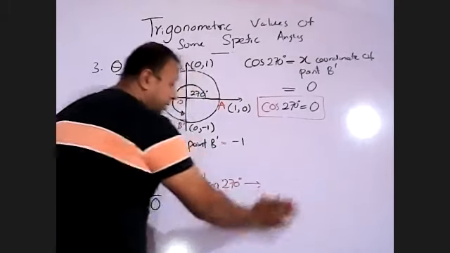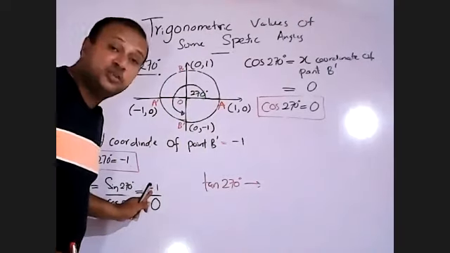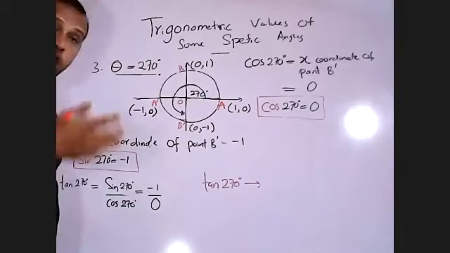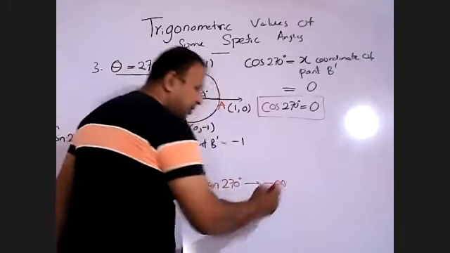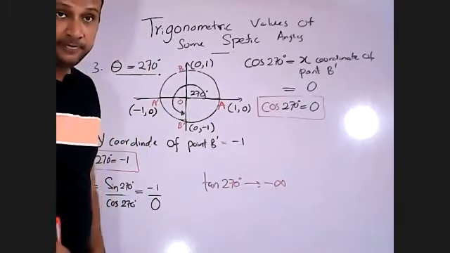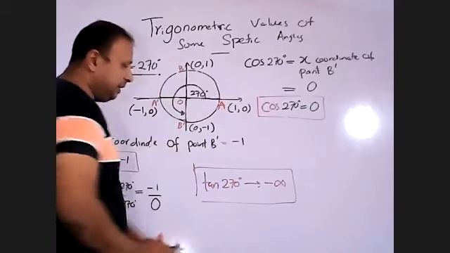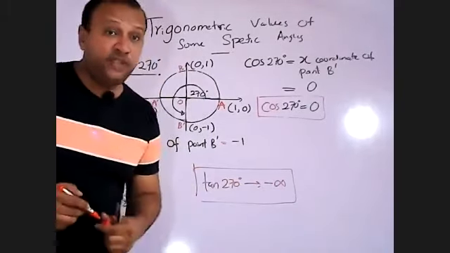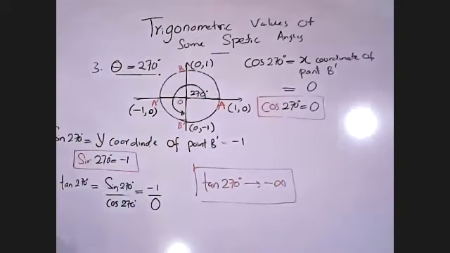Not just infinity. Now there's a minus mark. So it goes to minus infinity. It goes to minus infinity because now there's a minus mark. Okay. You can write it down.